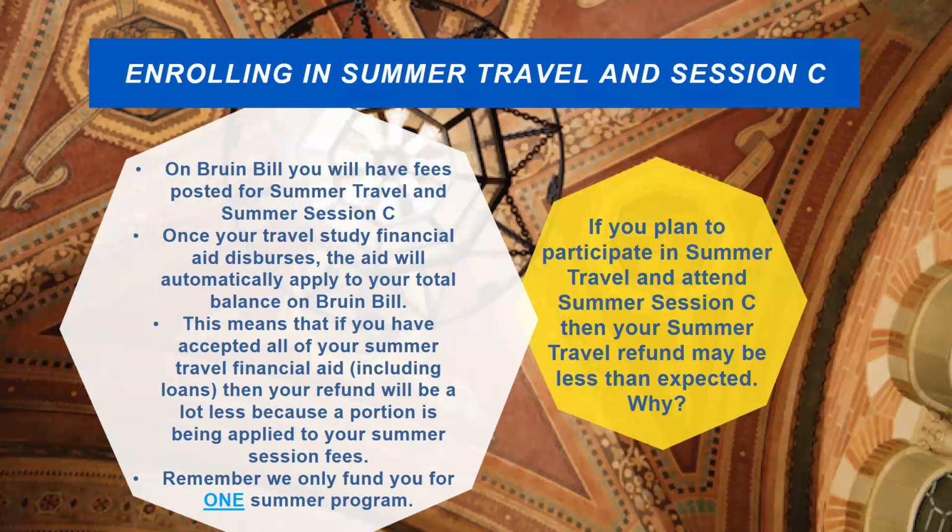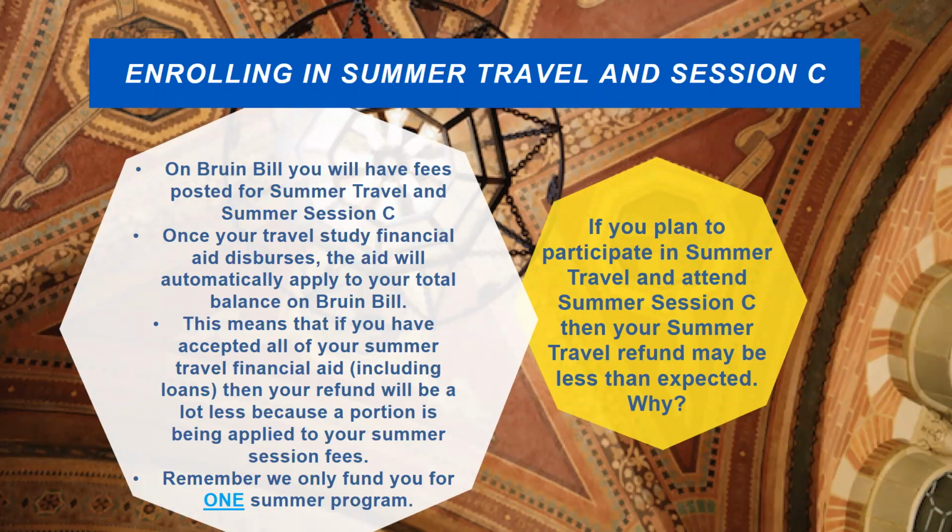It doesn't see that there's a bill for summer session C for the class you're taking, and also a bill for your summer travel program. It's just one bill. In that one bill, you have $3,000 of summer travel costs, and then you have $1,000 of summer session. So in reality, your bill is not just for $3,000; it's for $4,000. But you have $5,000 coming in. That $5,000 goes into the Bruin bill.